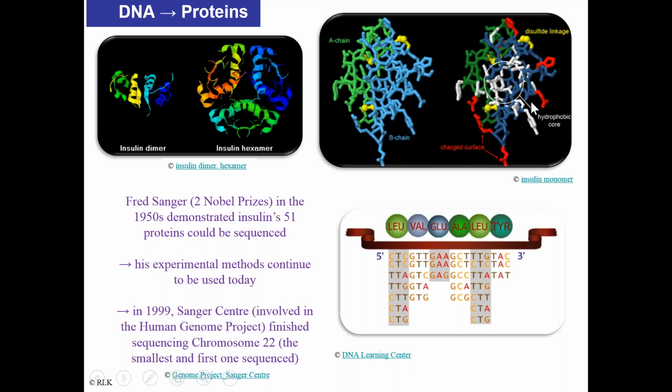That's on the left, and then you have a different kind of blown up region, this ball and stick model, really. In the upper right hand image, it kind of shows this so-called A chain, charged surfaces, hydrophobic core, as well as a disulfide linkage, given rise by virtue of that yellow area. Again, to let you know, and we've already talked about him, but Fred Sanger, he won 2 Nobel Prizes in the 50s. He demonstrated that insulin's 51 proteins could be sequenced, and his experimental methods continue to be used today.